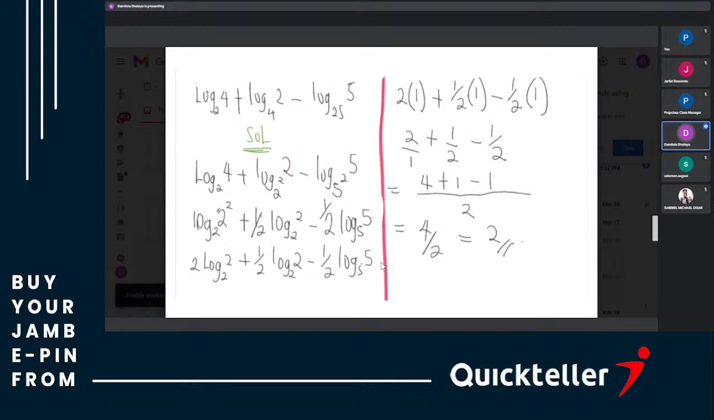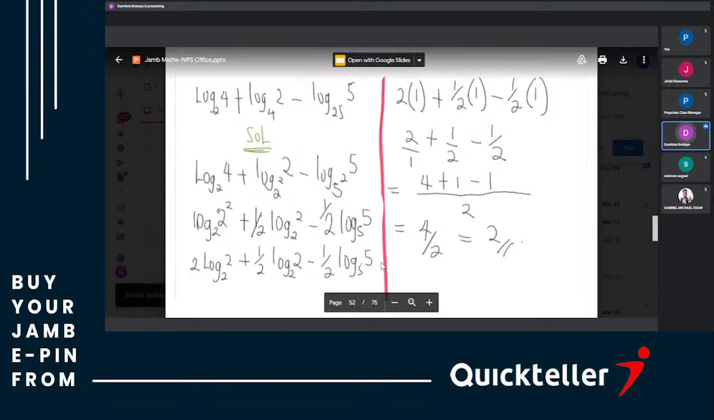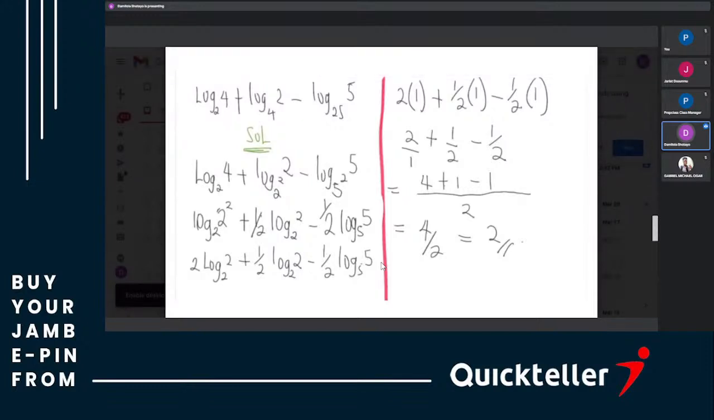So this will now give me 2 log 2 2. The log 2 2, since they are both 2, it will become 1. That will become 2 times 1, plus 1 over 2 times 1, minus 1 over 2 log 5 5. It will become 1 over 2 times 1. That will give me 2 times 1 is 2, plus 1 over 2 times 1 is 1 over 2, minus 1 over 2.